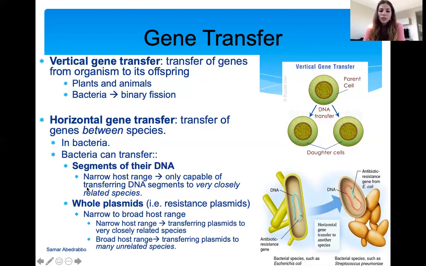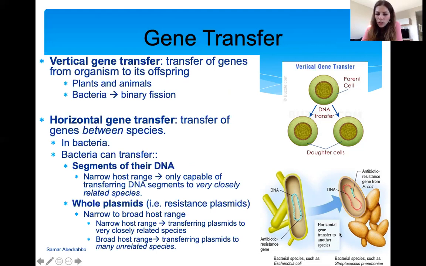Something else that bacteria can do is bacteria have plasmids. And when we talked about it in class, we said that plasmids are extrachromosomal DNA, extra DNA. They're these round circular pieces of DNA that hold non-essential genes, such as antibiotic resistance, toxin production. So bacteria can transfer whole plasmids to other bacterial species. And with whole plasmid transfer, it can be done either between closely related species or many unrelated species.